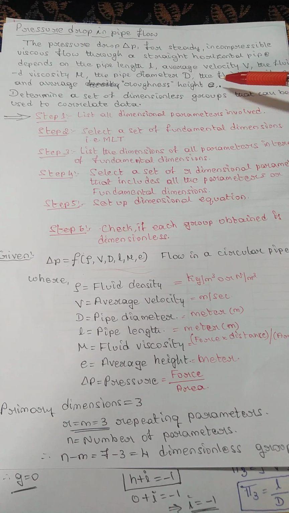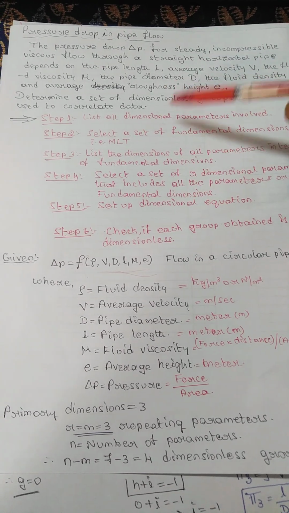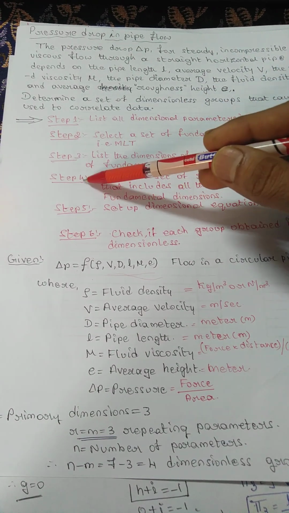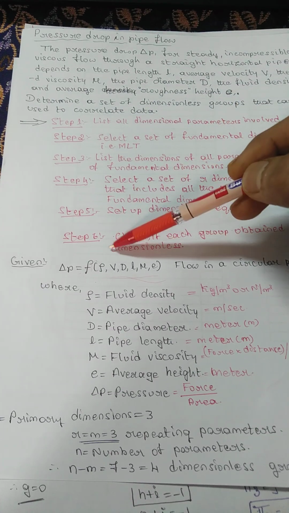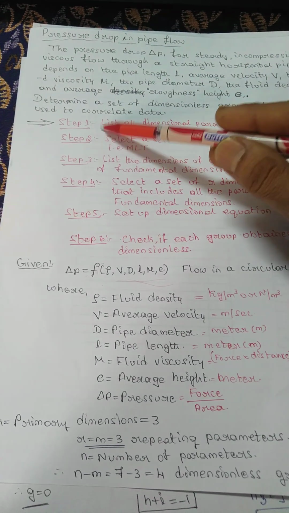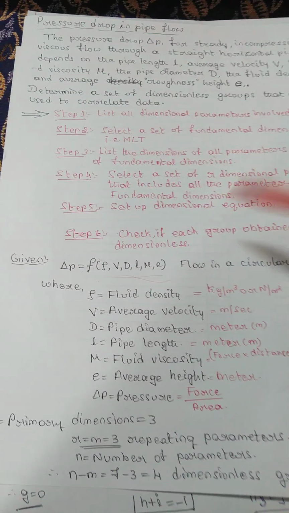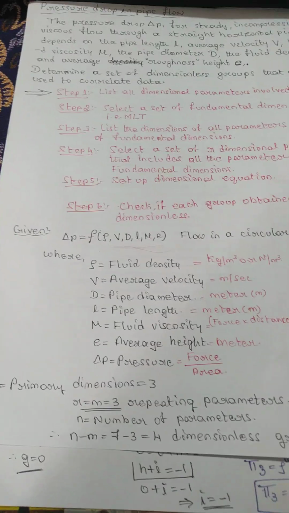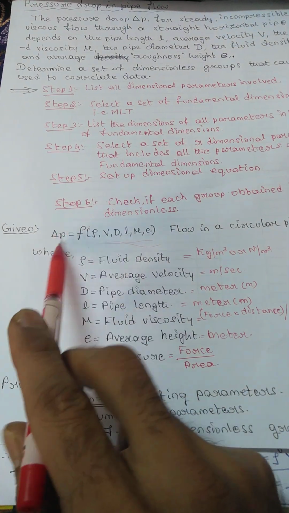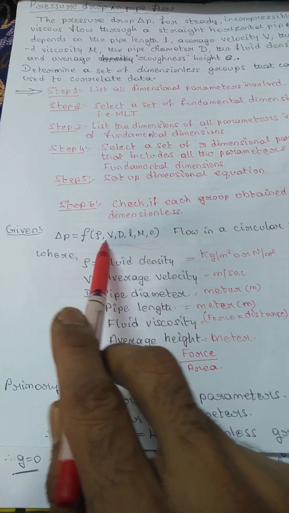First we'll start with the steps. These are the steps involved in this Pi theorem. We have to solve this problem using these steps one by one. Initially, we have to note down the parameters involved.